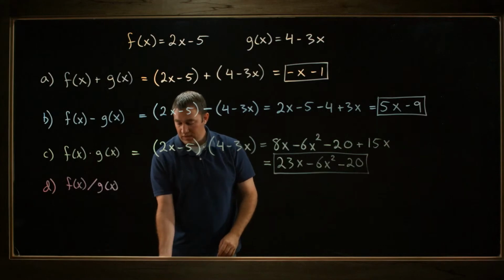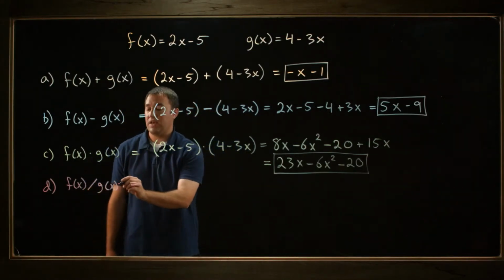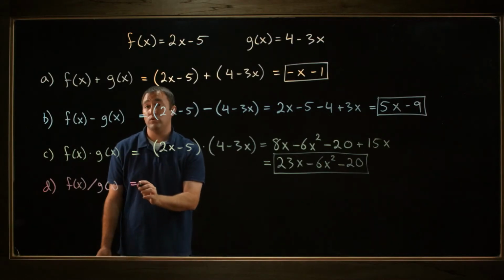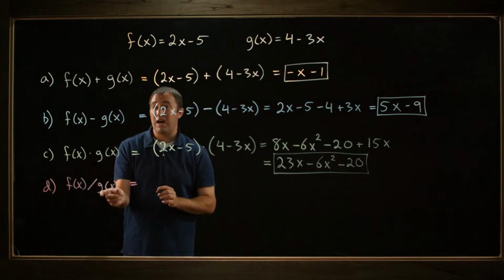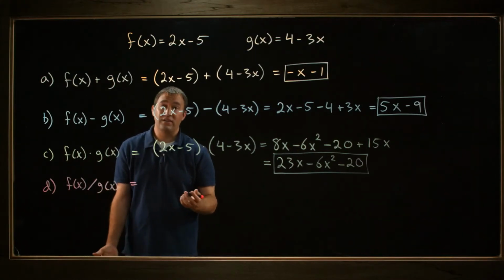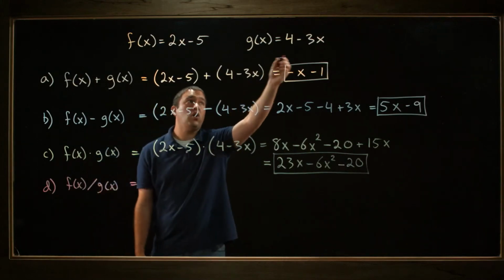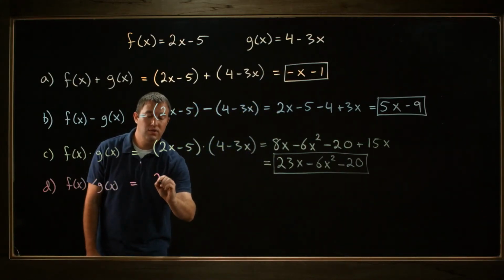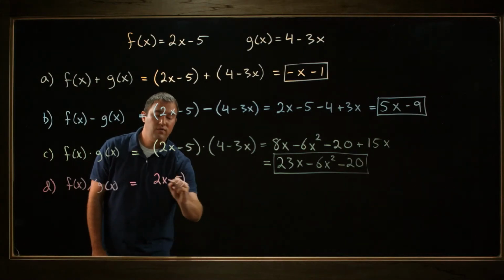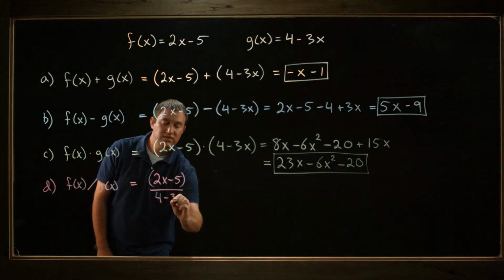Okay, this last function, first of all, is only defined as long as g of x is not equal to 0. If g of x is equal to 0, I've got a function divided by 0, and that's undefined. It has no definition. But as long as g of x does not equal 0, which it doesn't always equal 0, I can rewrite this as 2x minus 5 divided by 4 minus 3x.